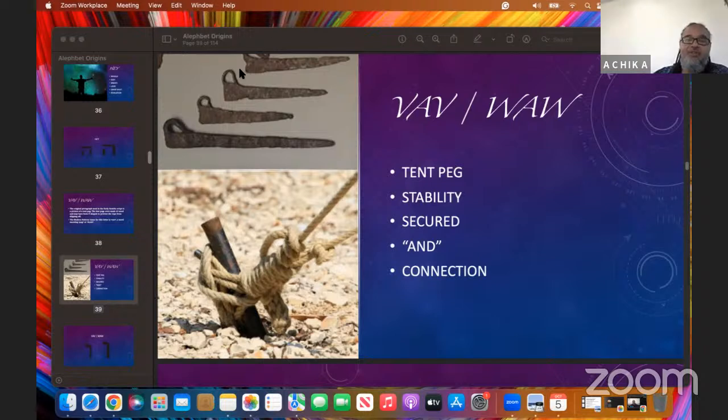So when you look at this picture right here, it has a what? What's holding, this is the vav in a sense. And so we have what? What's connected to the vav? These ropes, right?